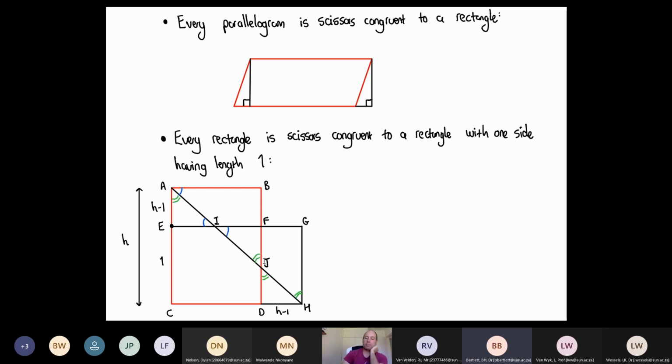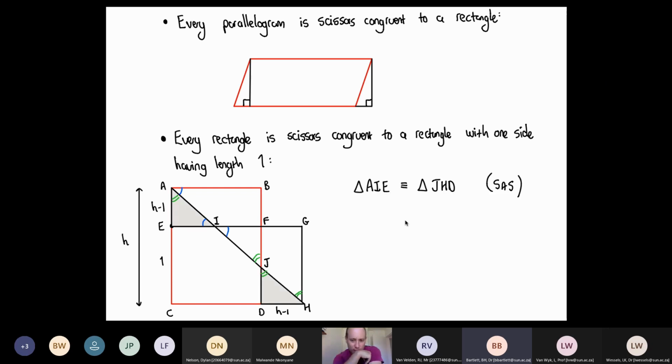Okay, now I notice some angles are equal in this figure. So all these blue angles are equal. Basically, these angles here are alternating angles, and these angles are corresponding angles. So the blue angles are equal and the green angles are equal by elementary geometry.